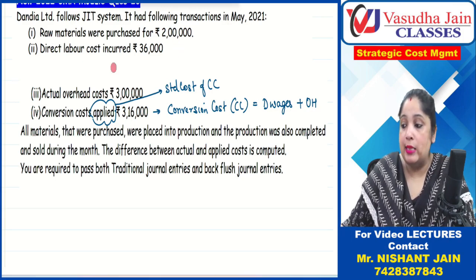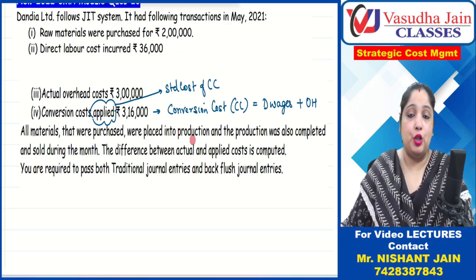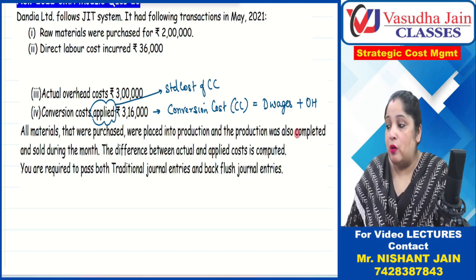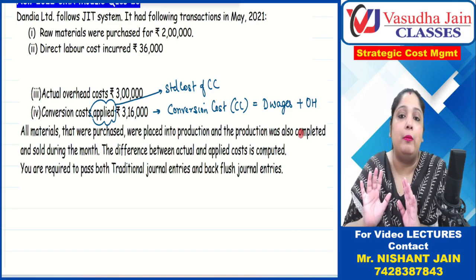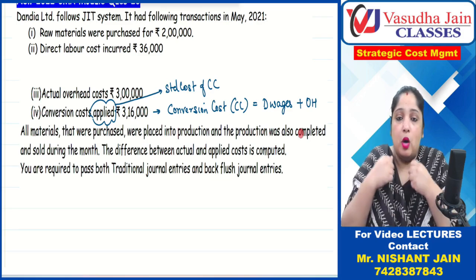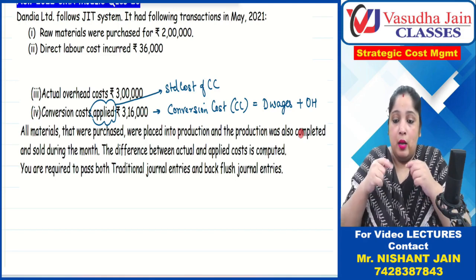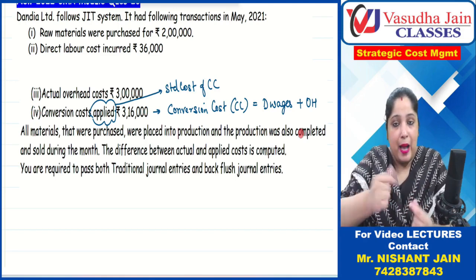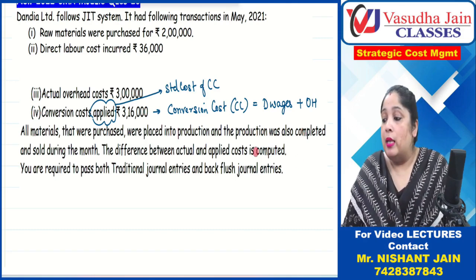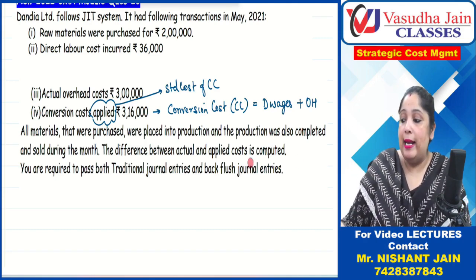All materials that were purchased, 2 lakh rupees, were placed into production. So whatever raw material we have purchased, we have used in production, and production was also completed and sold during that month. Obviously this is just in time. We do not keep any stock. We do not put our money in the stock. Our stock turnover ratio is high. We buy the stock, we convert it, we buy, we convert it. We do not keep a lot of stock. The difference between actual and applied is computed.